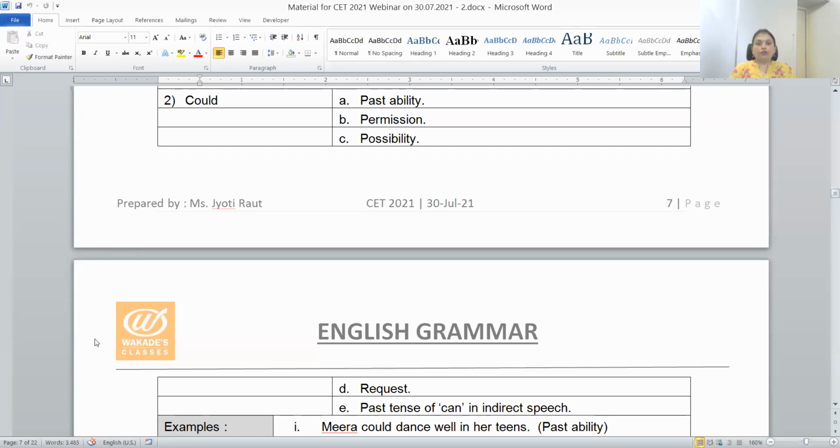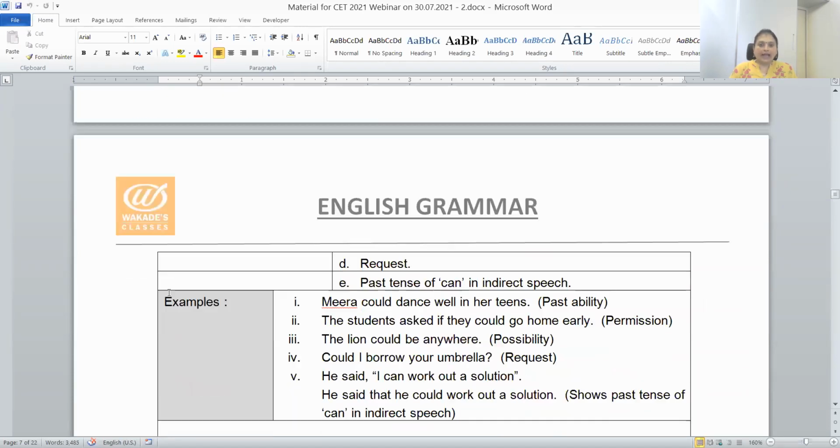So children, generally if you're using can in direct speech, when you change it into indirect speech, if you remember, can is changed to could. So that is why past tense of can in indirect speech. So let's do all the 5 examples of the 5 functions, children. Meera could dance well in her teens.